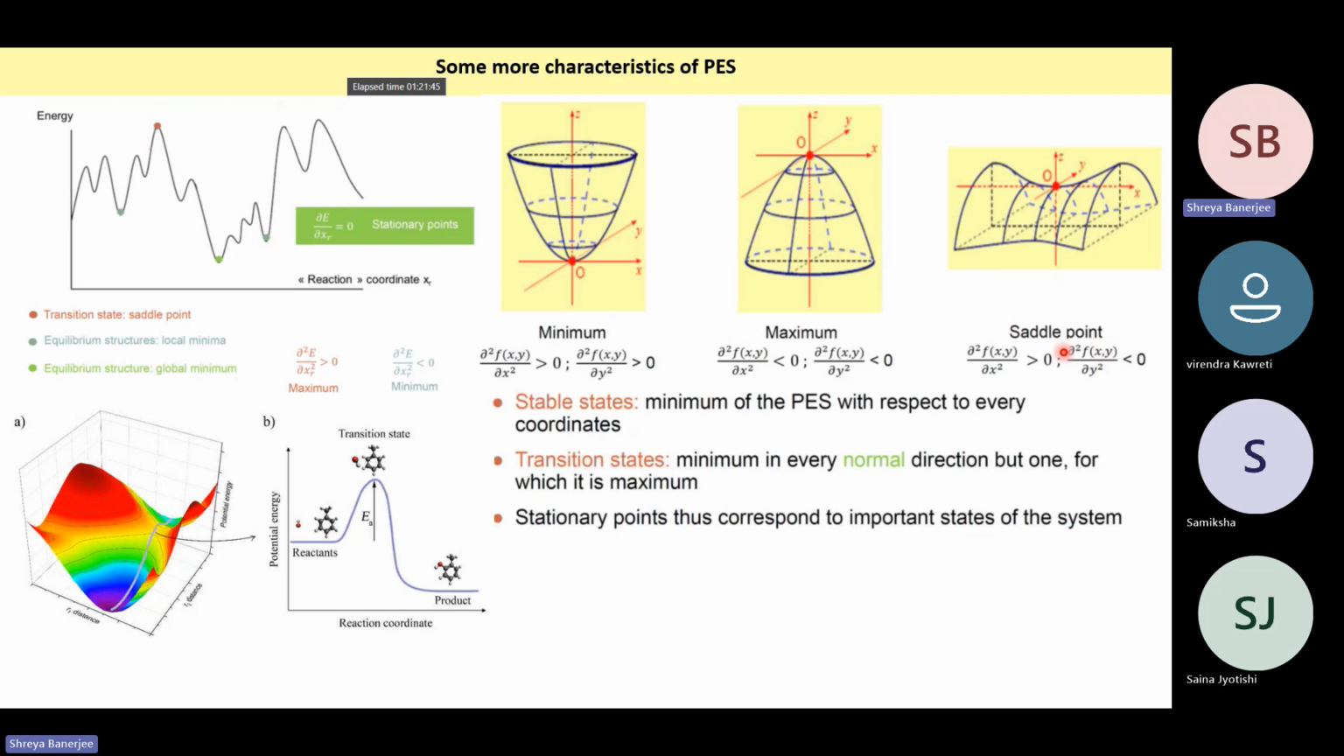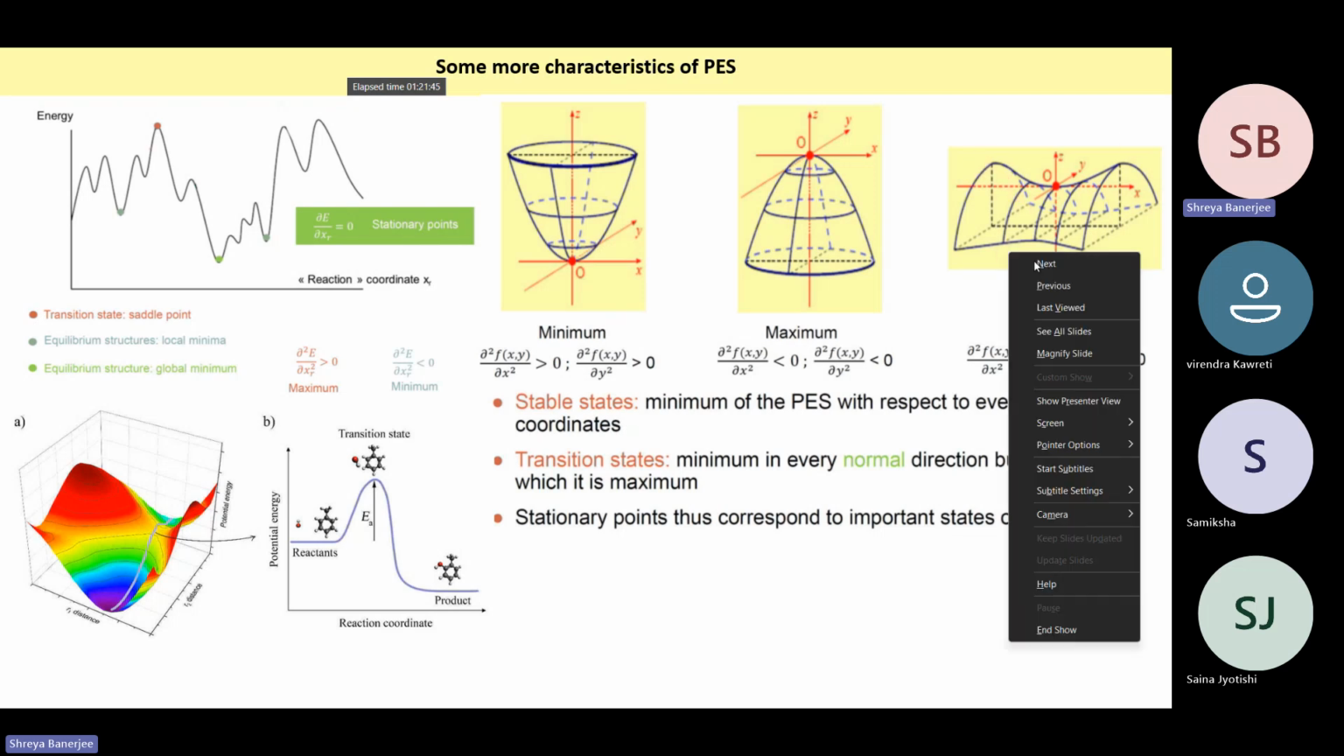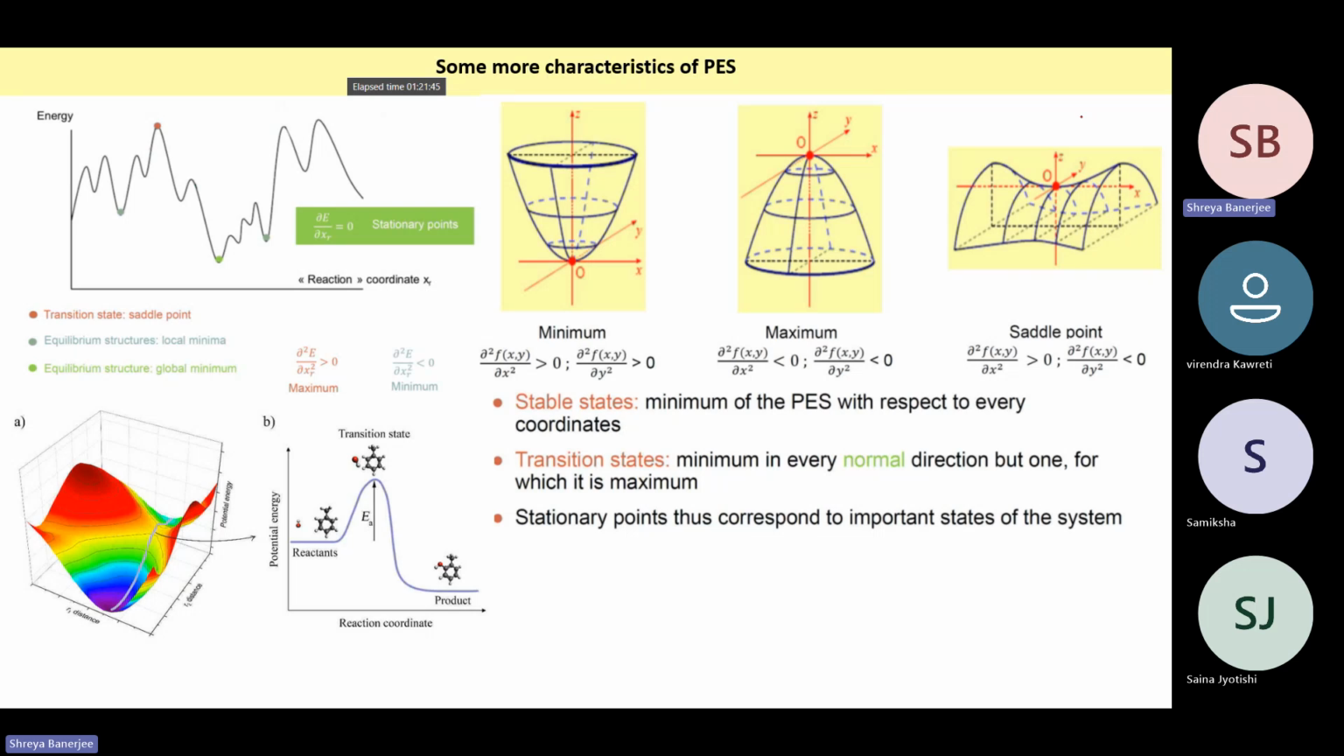And a saddle point is basically like this. When you look with respect to this direction, it is the lowest point. But when you look with respect to this direction, it is the highest point. So with respect to x, it is greater than 0, meaning it's a minima. And with respect to y, it is less than 0, that is a maxima. So this is called a saddle point. And basically, the transition states are the saddle points. When you have a transition state, those points form this saddle point.